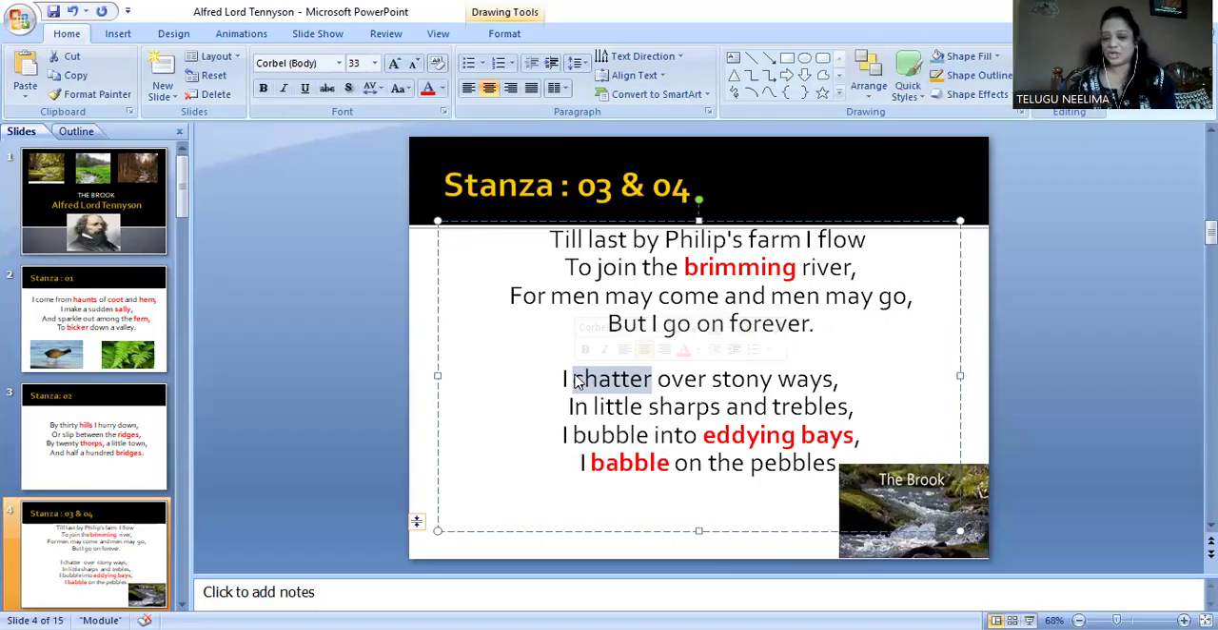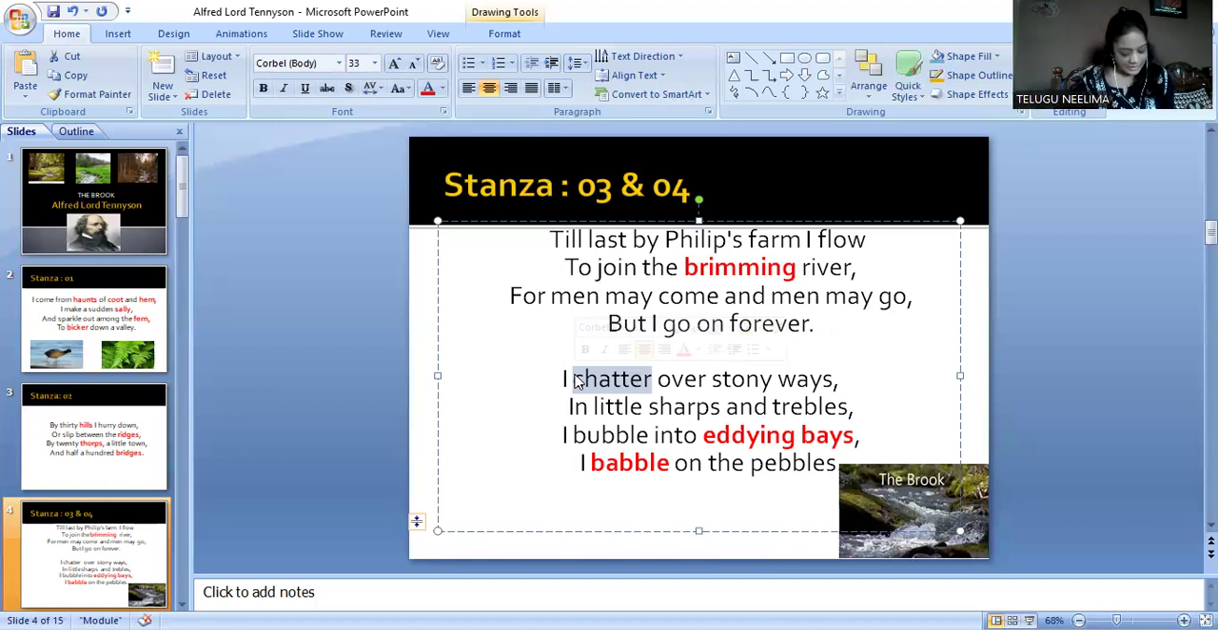Similarly, here the brook is also telling that when I touch these stones here and there, my sound will be sometimes very sharp, sometimes very bass, and sometimes very treble. So this is how I normally travel, or I normally talk to the stones around me. I bubble into eddying bass. I babble on the pebble. So what else do I do?